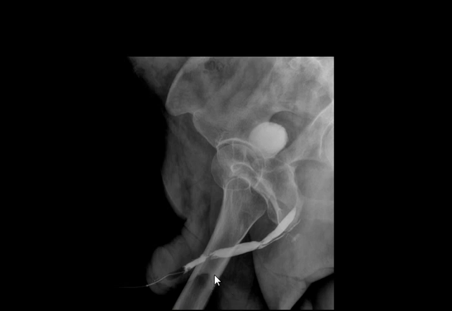What do you see? Tell me what you are seeing. There is a gap in the... discontinuity of the urethral mucosa.